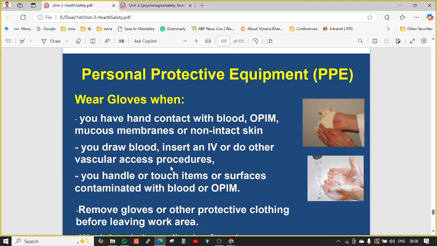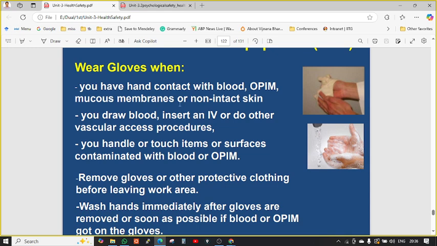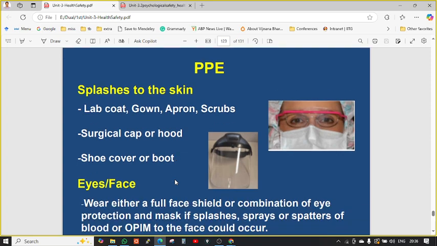Lastly, personal protective equipment: you have to wear gloves whenever necessary. When to wear gloves: whenever you have hand contact with blood and such things, you should always wear gloves. You handle different things, touch different things. Remove gloves after working with these things. You have to wear these to protect the skin.